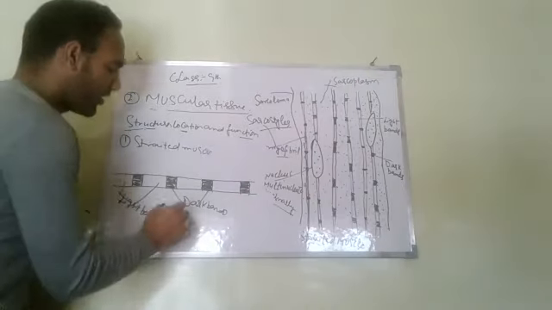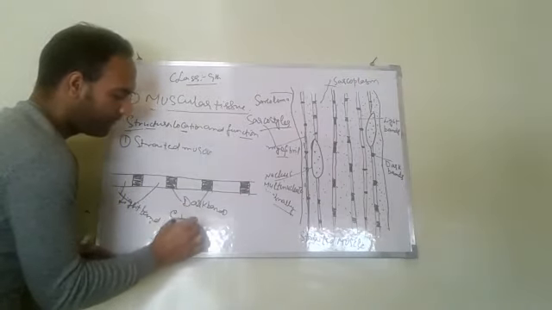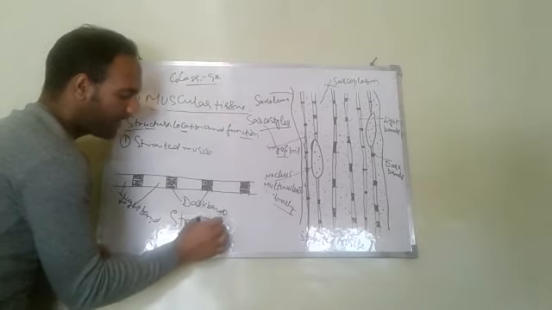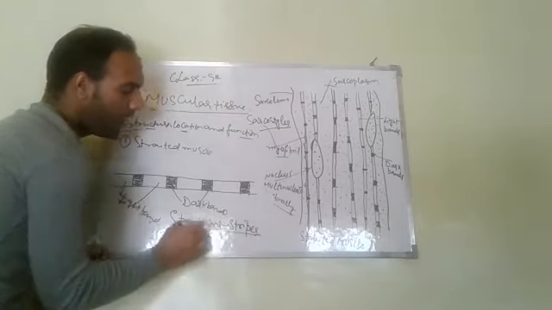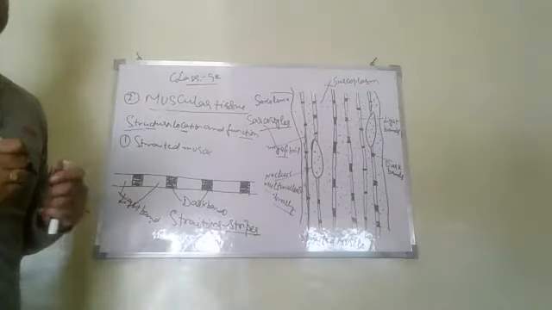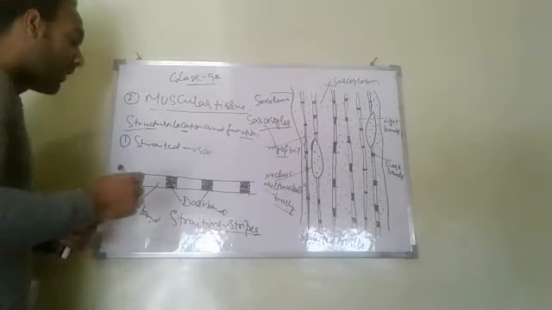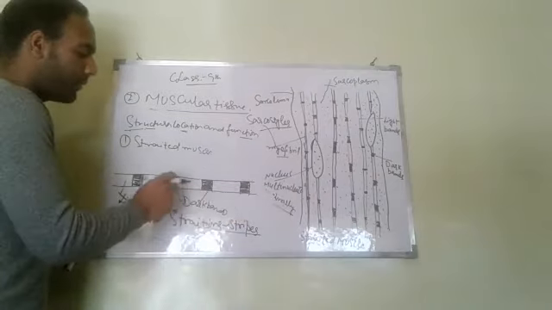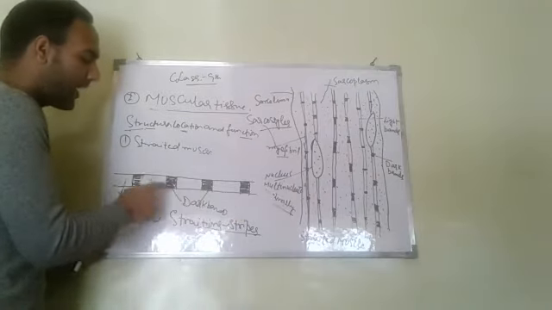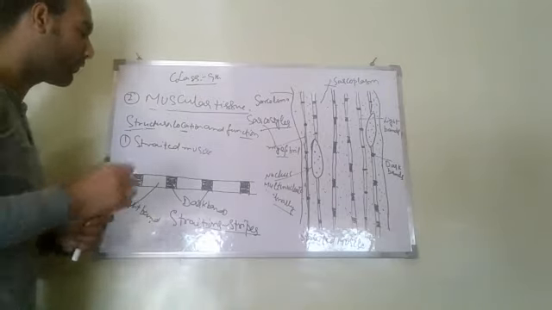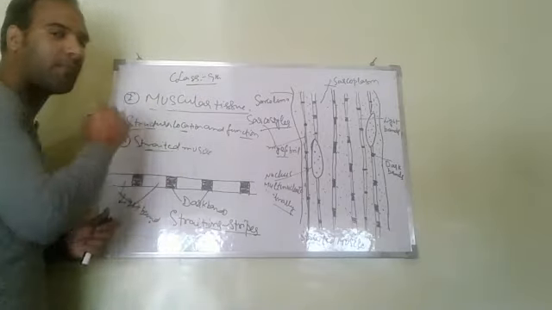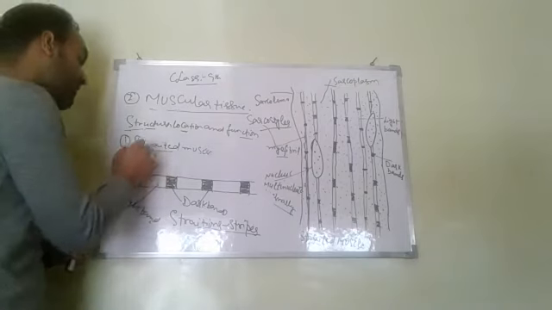These are called striations, or we can say stripes. Hence, this muscle is known as striated muscle, as the name indicates. The myofibril of the striated muscle fiber shows alternate light and dark bands, which are called striations or stripes. That is why this muscle is known as striated muscle, or we can say striped muscle.